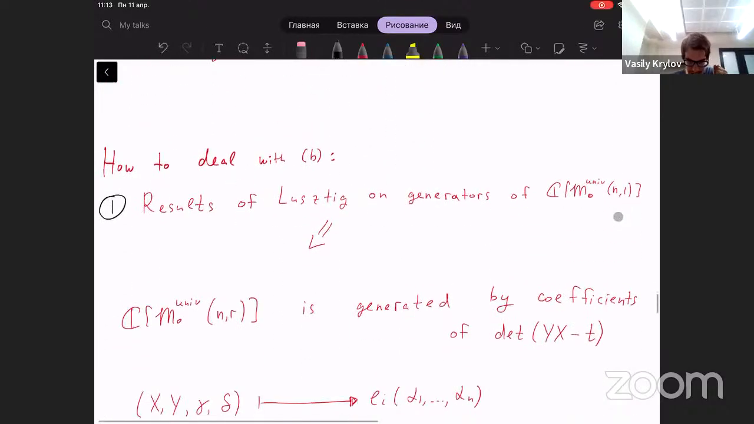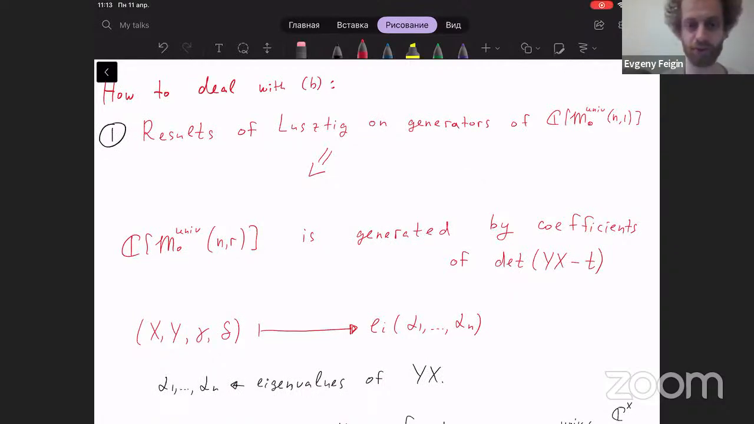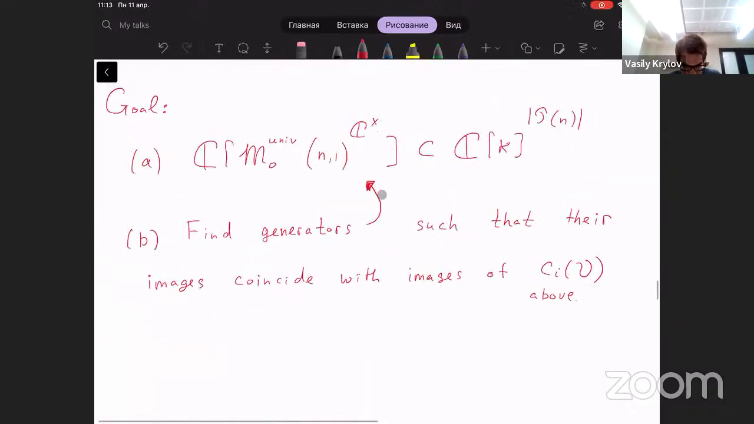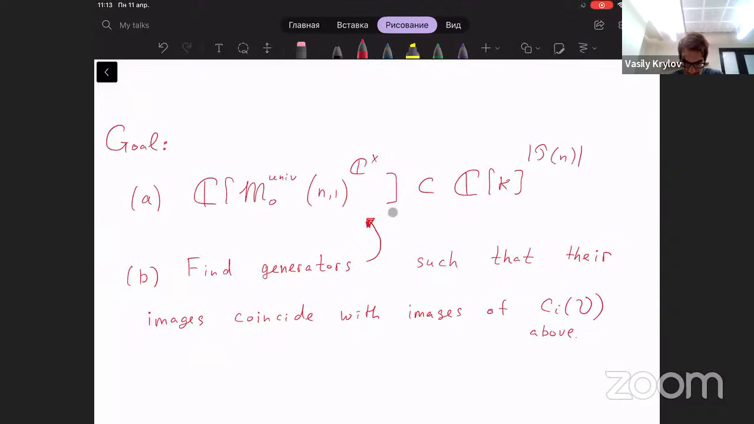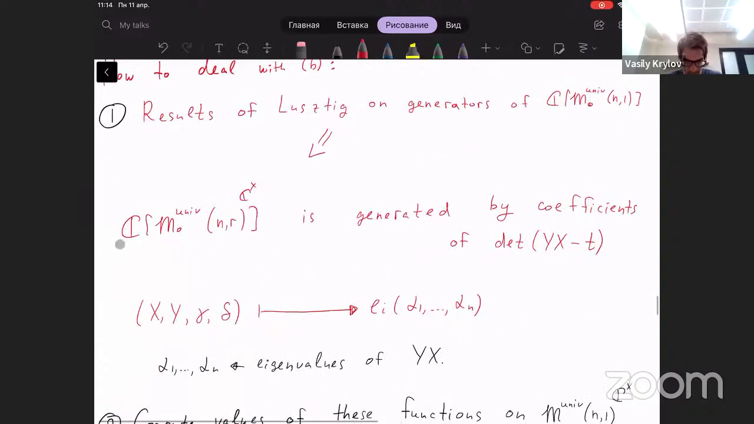Okay, and now how to deal with the B part. Vasily, could you please recall what is B? Yes, sorry, yes. So what was our goal? We wanted to construct this embedding, and that we did. And now we want to find generators here such that their images will be the same as the images of the Chern classes above. Thanks. And okay, so how to find the generators here?